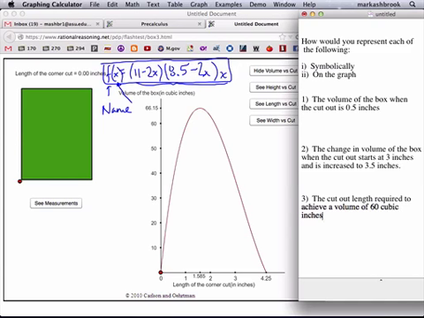I gave you a third one. All three of them. How would you represent it symbolically? How would you represent it on the graph? Take 2 more minutes. So really dig in. Get a piece of paper. Write your answers down. Talk about your answers. Think about it.